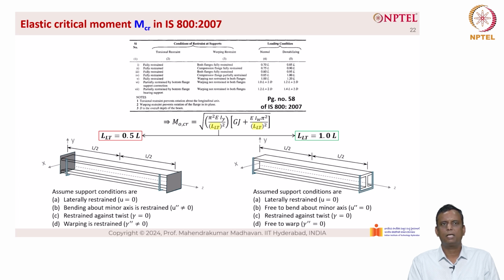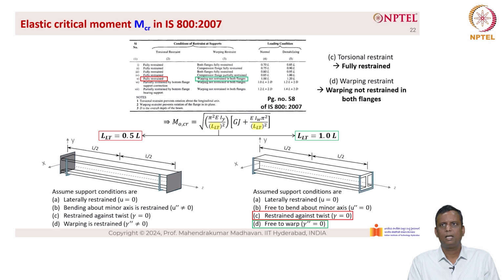The support conditions are highlighted in the figure below. For simply supported condition, we have restraint against twist, gamma equal to 0. So this means that it is fully restrained against twist. So we look at the fully restrained condition, which is number 5 in the boundary conditions as per table 15 of IS 800. And the next boundary condition is that it is free to warp, which is gamma double dash equal to 0, which indicates that warping is not restrained in both the flanges.